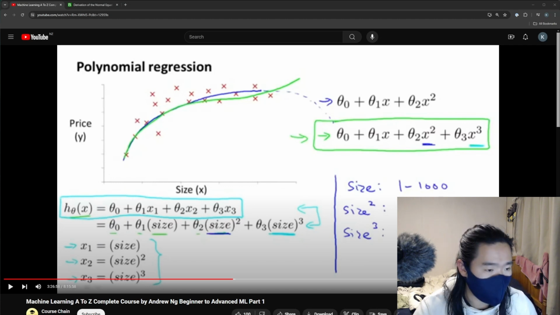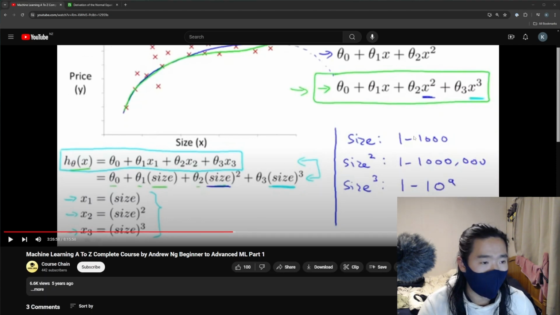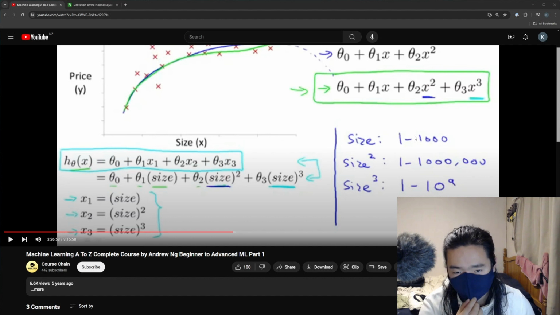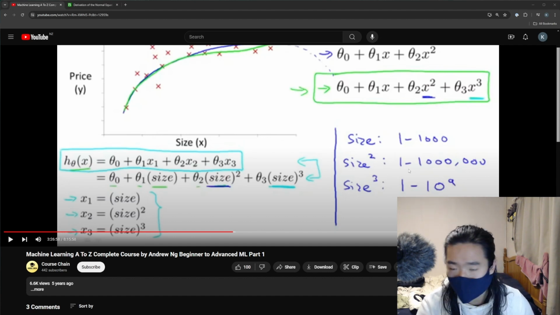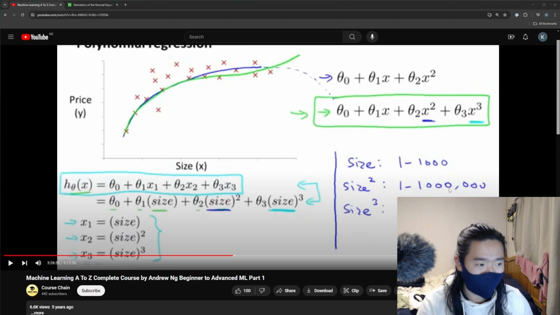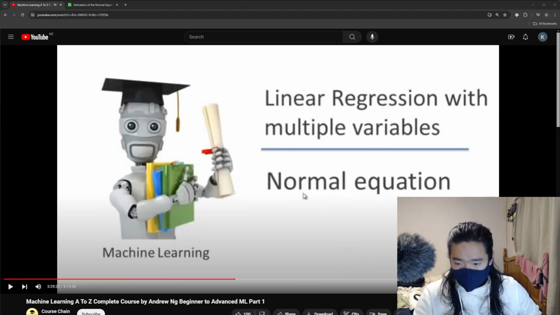And just briefly touches on the fact that feature scaling is super important here, because if you have, say, normal regression, say the value of the size of the house can range between 1 to 1,000, but suddenly if you go size squared, it goes 1 to 1 million, and size cubed, 1 to a billion. So realistically, feature scaling is something that you definitely should be doing, except for the very simplest of linear regression models.